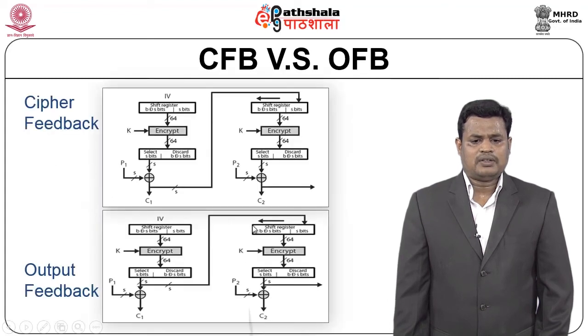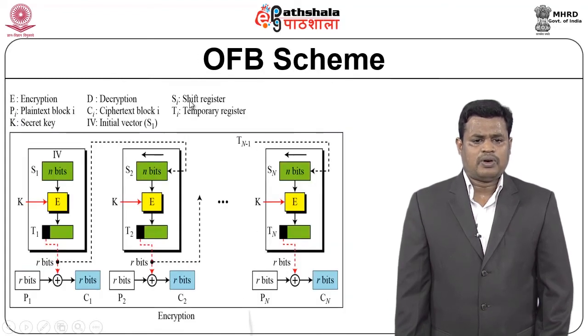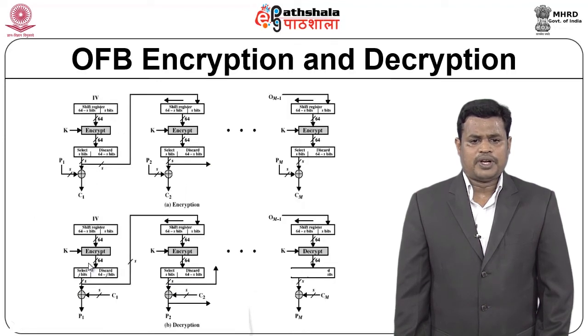Next comes the OFB, output feedback scheme, where it takes the initial vector and key, and instead of taking the output from C1, it takes the value before C1. That is the change over the earlier mode of operation.